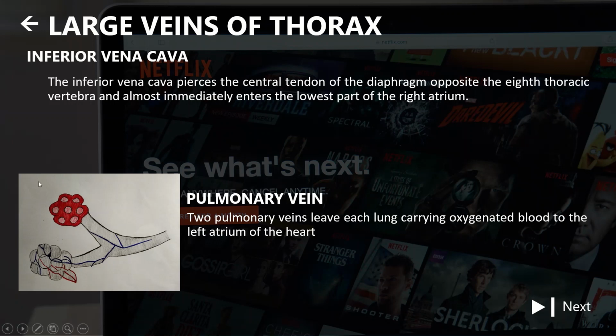Here you can see a drawing of the pulmonary veins. These are two pulmonary veins leaving each lung to carry oxygenated blood to the left atrium of the heart.